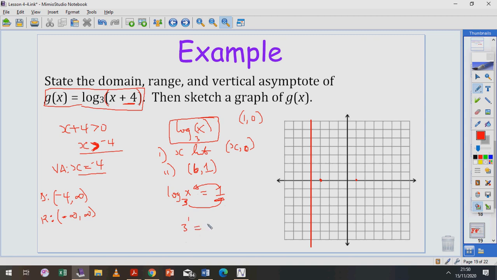So this shows me that 3 to the power 1 is equal to x. So the x value is equal to 3, and the y value for that x value is 1. So that is for the parent graph. X value is 3, y value is 1.